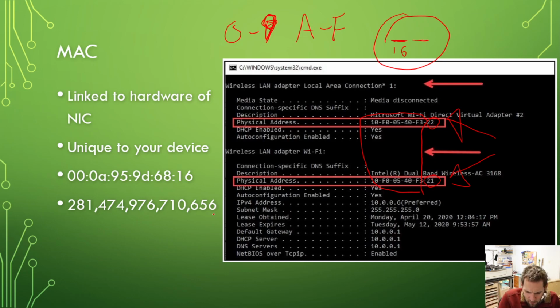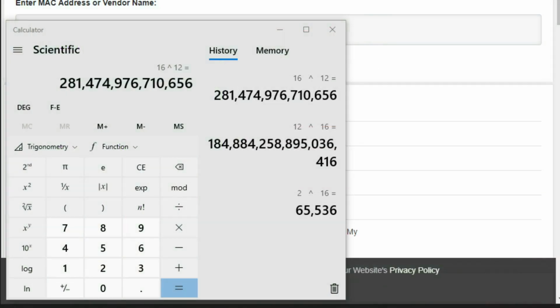So there are, let's see, this would be million, this would be billion, there's 281 trillion different possibilities. Since this is 6 sets of 2, that would be 12 different options. So that would be 12 spots to the 16th power. Nope, that doesn't work. Oh, I'm sorry, 16 to the 12th. There we go. Yep, 16 to the 12th. That is how many different spots.